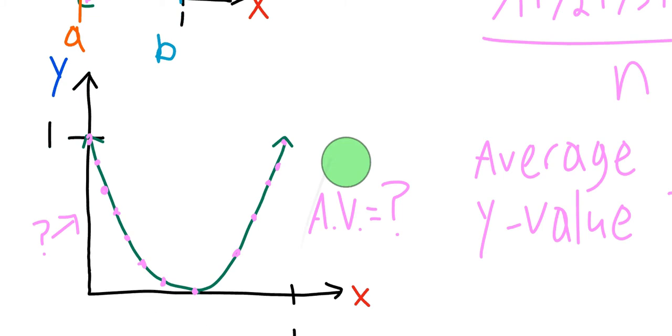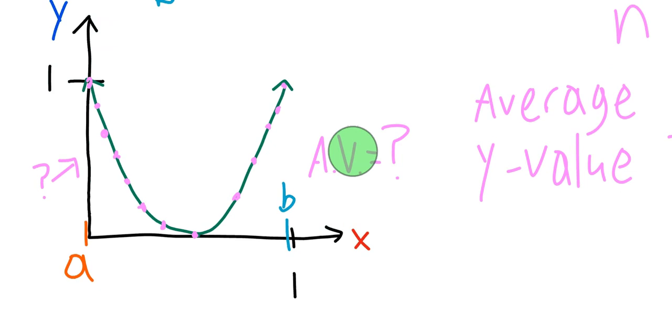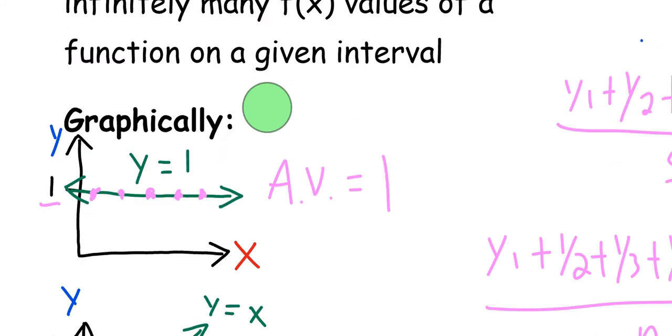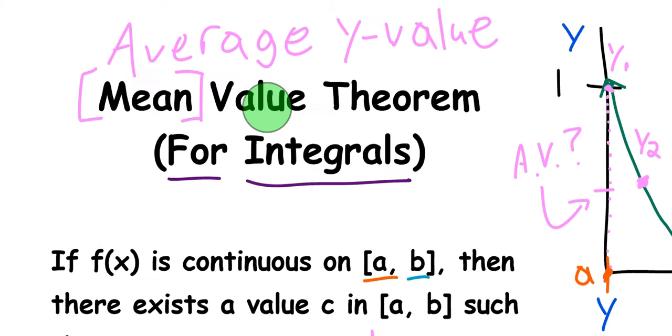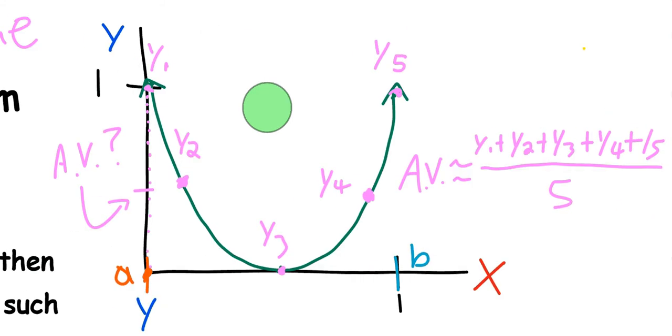If we're going from 0 to 1, like we said before, here's our b value, and here is our a value. The average x value would be just right in between a and b. It'd be 1/2, right? But no, we're talking about the average y value of these pink dots. That's what I'm going to explain to you. So here's how it works.